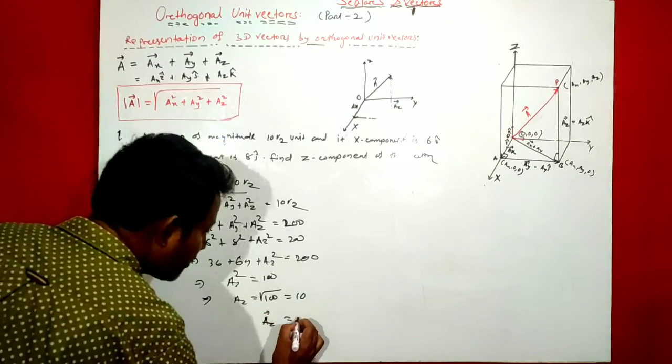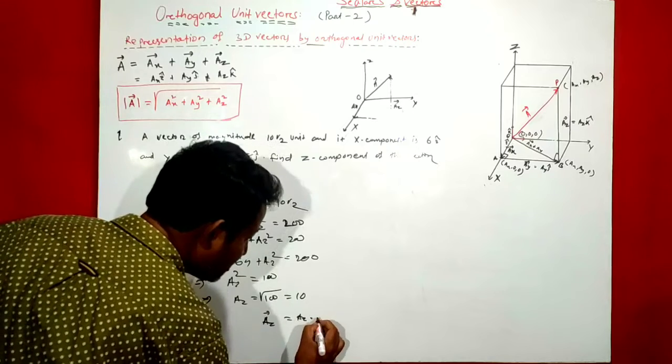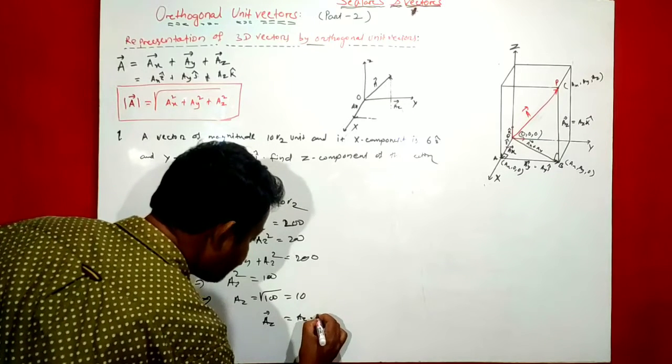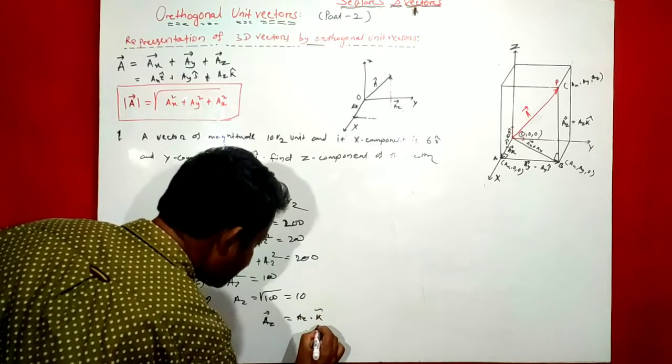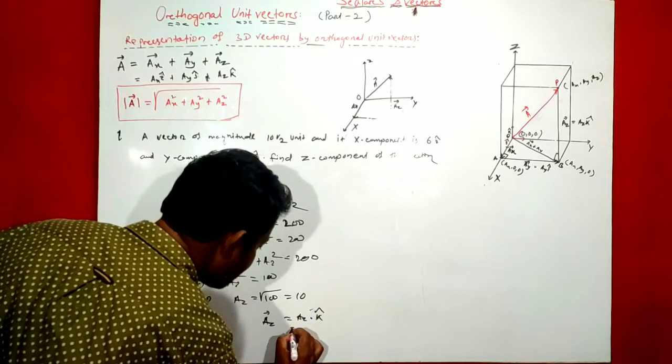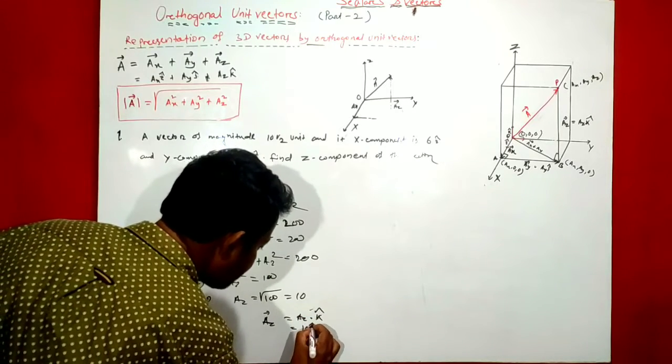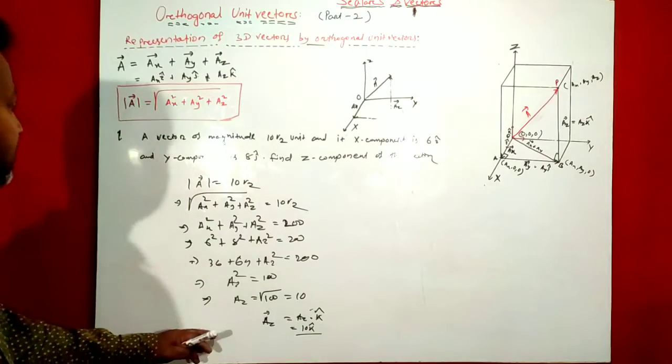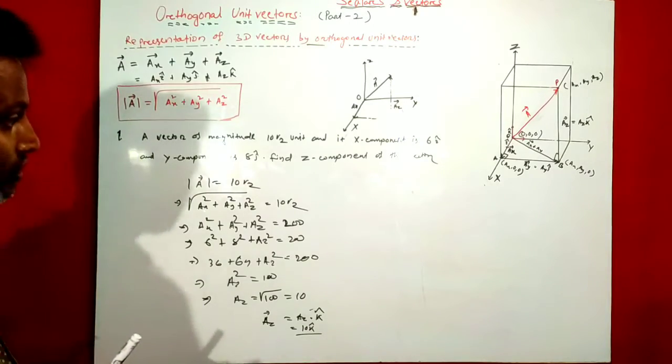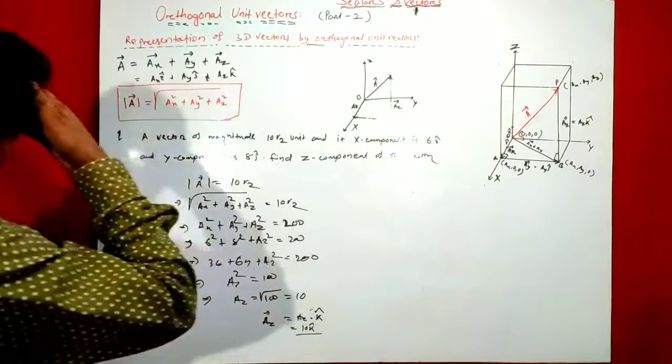The z component is equal to A z into k cap, that is equal to 10 k cap. This is our answer, 10 k cap, guys.